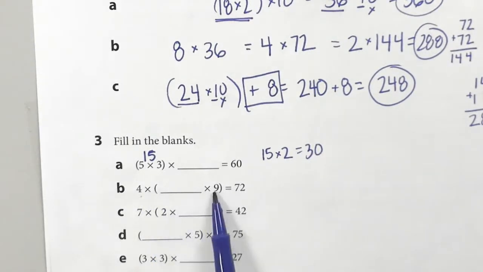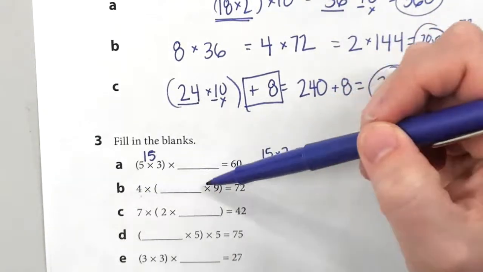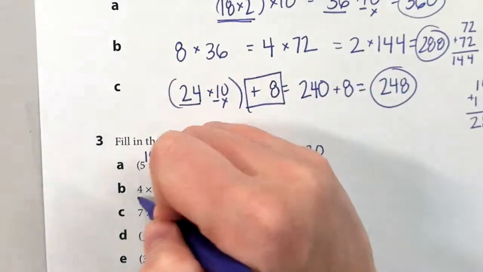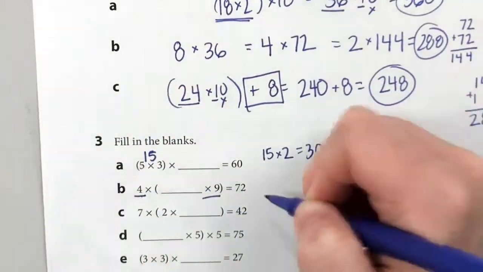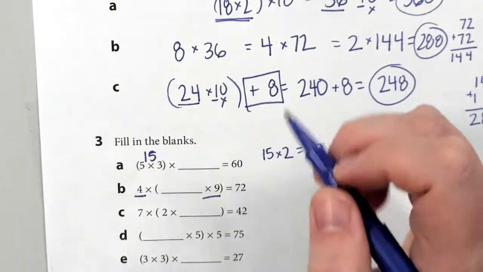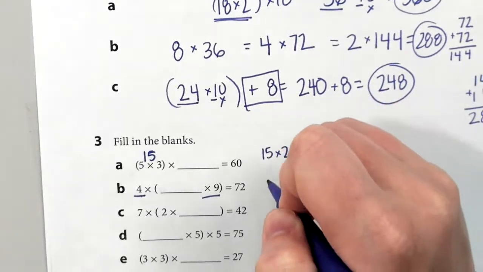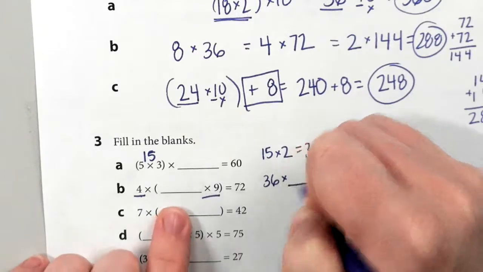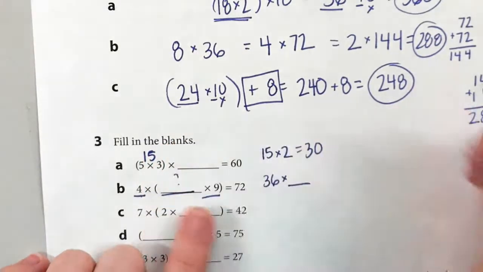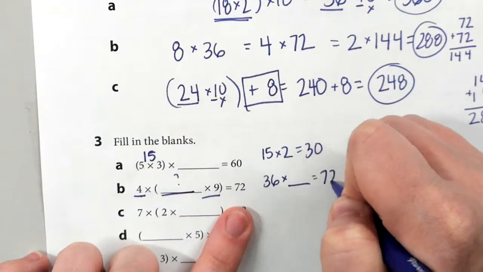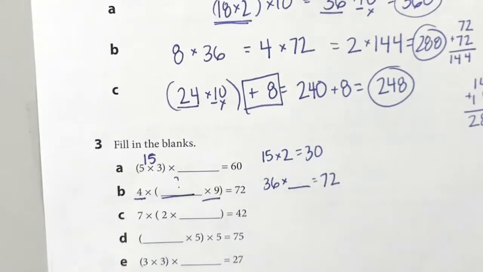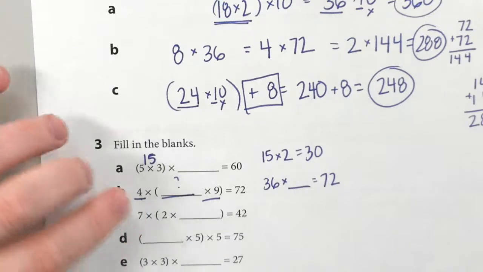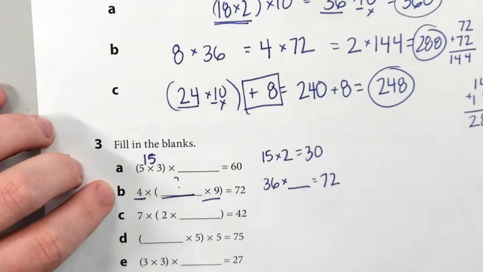4 times something times 9 equals 72. We know with multiplication, we can multiply these in any order. So let's take 4 times 9. What do we get? 4 times 9 is 36. 36 times what gets me to 72? How many 36s do I have to add together to get to 72? Go ahead and write your answer in for letter B.